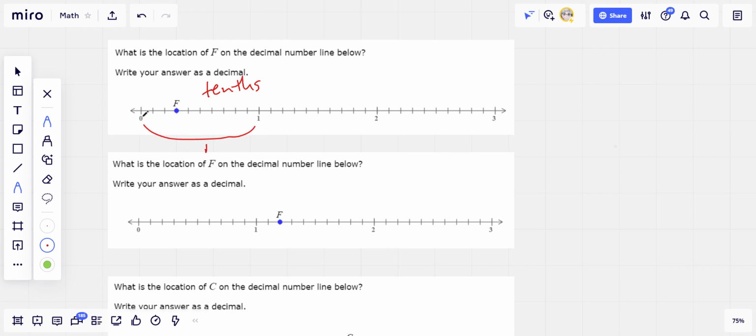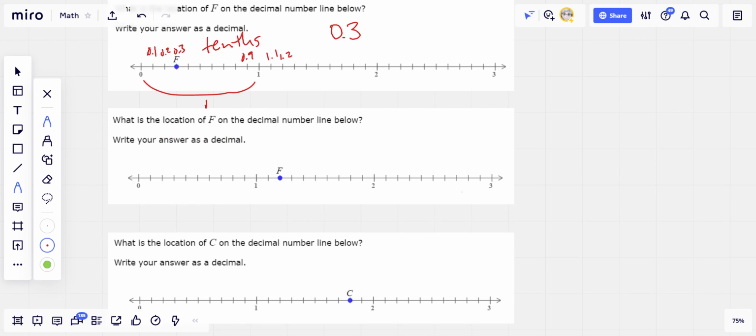So we're starting at 0 here, so this number is 1/10, and we would write that as 0.1. We always put that ones digit in, even when it's a 0. So 0.1, 0.2, 0.3, and we could keep going up here. This would be 0.9 right before you get to 1, and then this would be 1.1 and 1.2, etc., etc. But we found our answer. F is at 0.3, or 3/10.